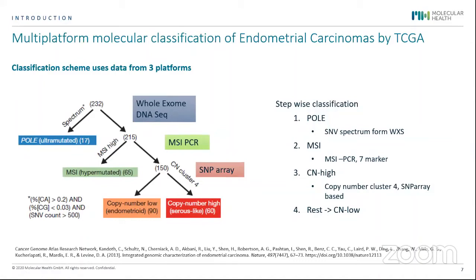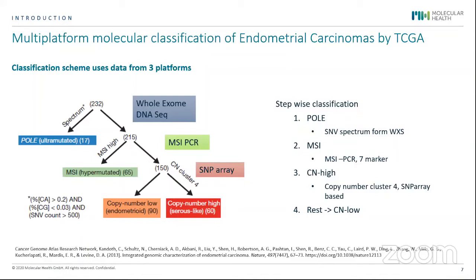Those 4 subtypes can actually be classified on 3 platforms only, not all 6 are required. The POL class is identified based on the SNV counts and the specific nucleotide substitution pattern, the C to A and C to G transversion rates. Notably, to classify the POL cases, the POL mutations are not actually taken into account. It is just classified based on the SNV counts and the nucleotide substitution rates.